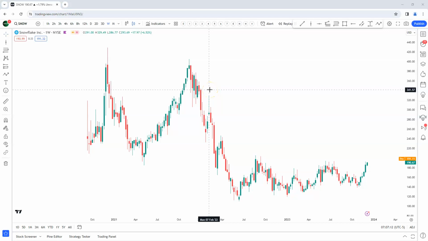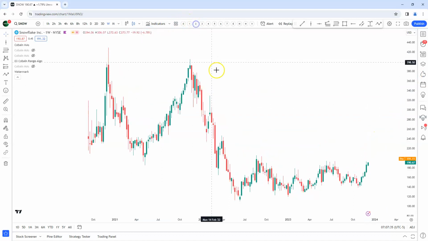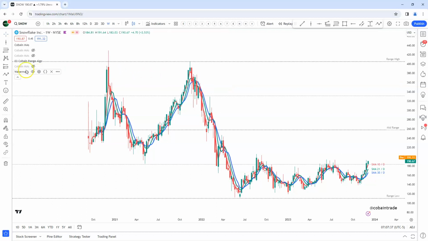Let's take a look at Snowflake, ticker SNOW. Particularly interested in taking a look at this chart because the options activity has been quite interesting over the last week or so. So we're starting off with a clean chart, no drawings, no indicators on there. Let's use our algo to define our weekly range. So we are on a weekly time frame.